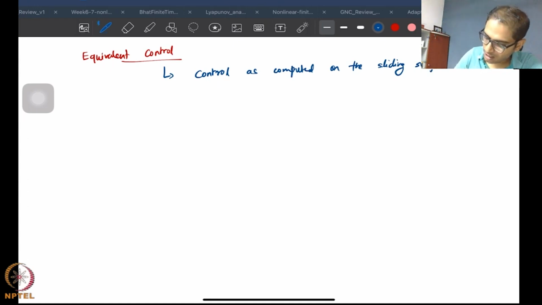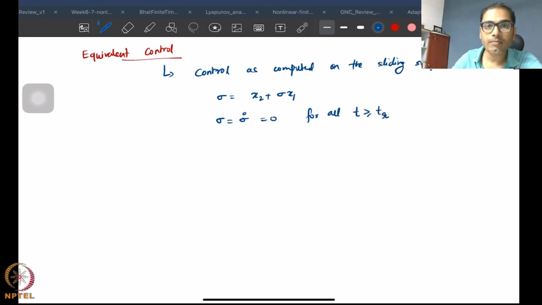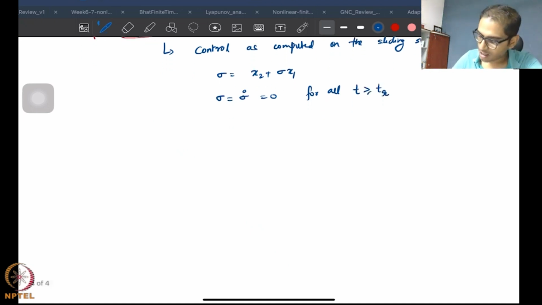So what is this? Notice that when we started, we had the sliding surface, which was sigma = x2 + sigma x1, right? And because of finite time convergence, we had sigma equal to sigma dot equal to 0 for all t greater than or equal to some t_r, which is the finite time convergence time.